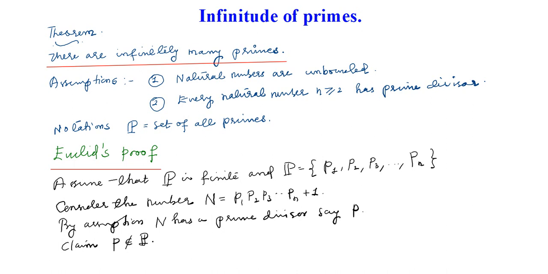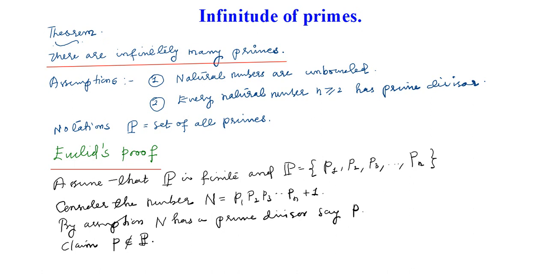Before that, we are going to illustrate what Euclid has done. The theorem is: there are infinitely many primes. You know that prime numbers are something very special in the natural numbers. Prime numbers have only two factors, p and 1, the prime itself and the number 1.